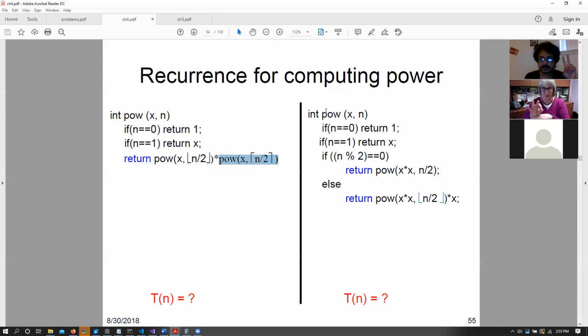The second function is again the same declaration, again the same base cases, but if n is a power of 2, it returns pow of x times x, comma n by 2. And if it's an odd number, it returns x times x, comma n by 2 times x again. So given these two functions, can someone tell me what is the recurrence relation for function 1 and what is the recurrence relation for function 2?